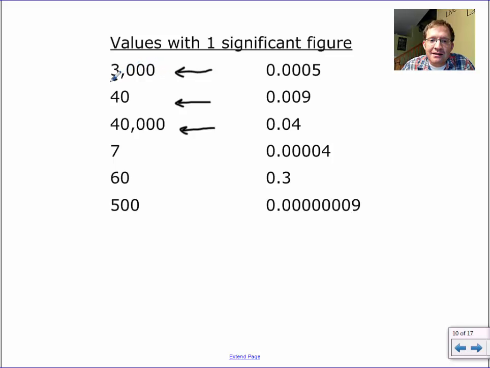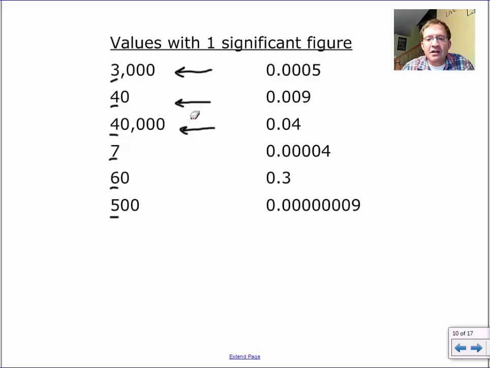This one would. That's a significant value. Starting from right to left, we don't count the zeros. We start with the first non-zero. That would be the 4. Same here, the 4. The 7, the 6, the 5, all the zeros here come before the first non-zero as we count across from right to left. So we wouldn't count those zeros as significant figures.